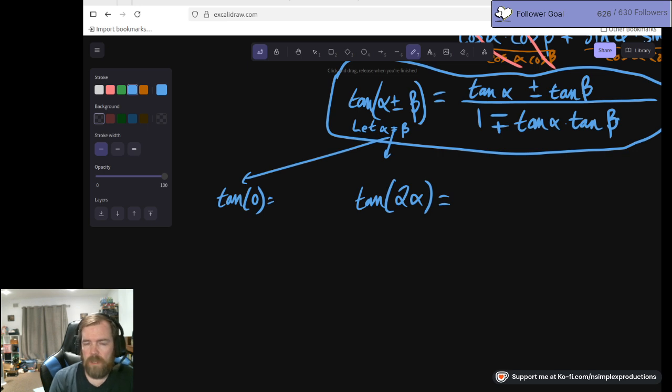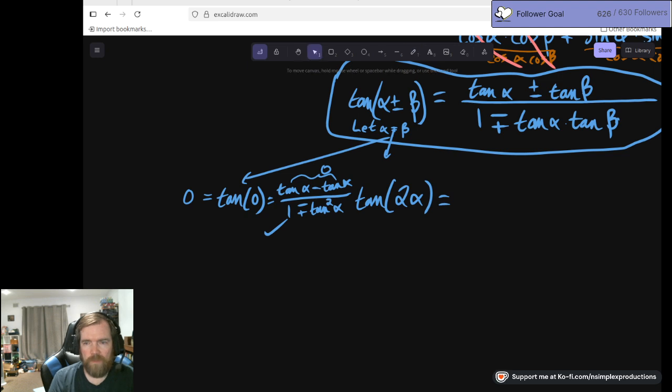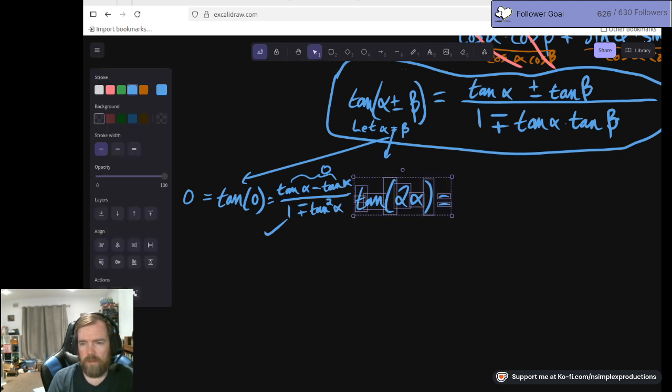So here, tangent of 0, alpha minus alpha, is going to be the tangent of alpha minus the tangent of alpha over 1 minus plus tangent squared alpha. So here up top we get a 0, which means that overall the whole value can be 0, which is what the tangent of 0 is.